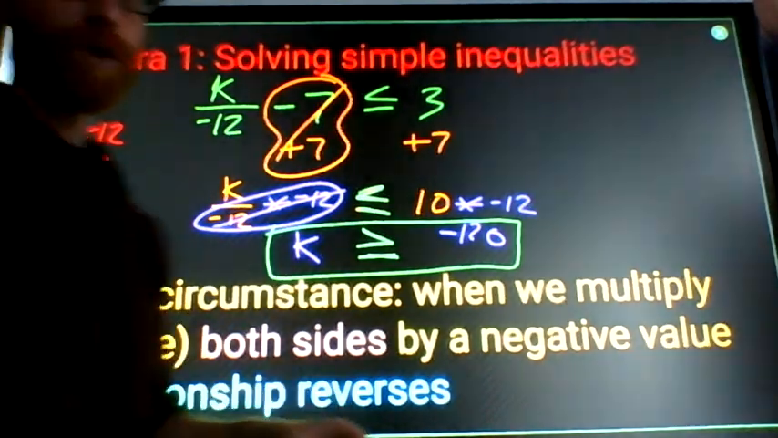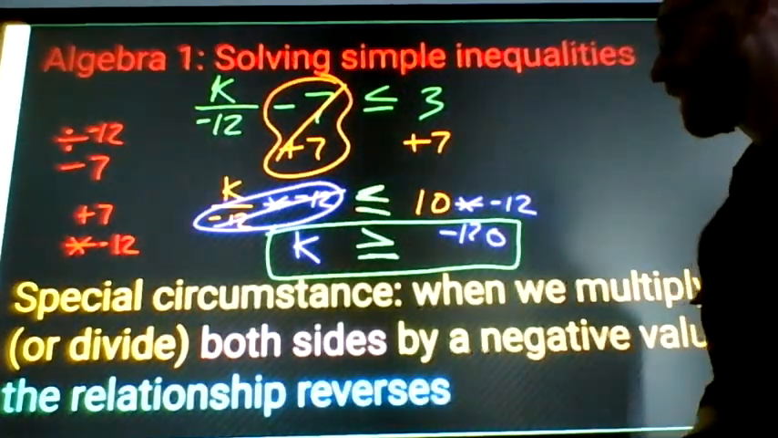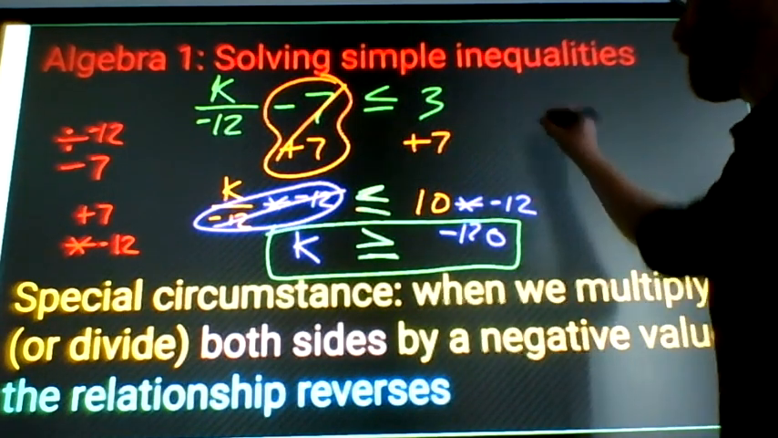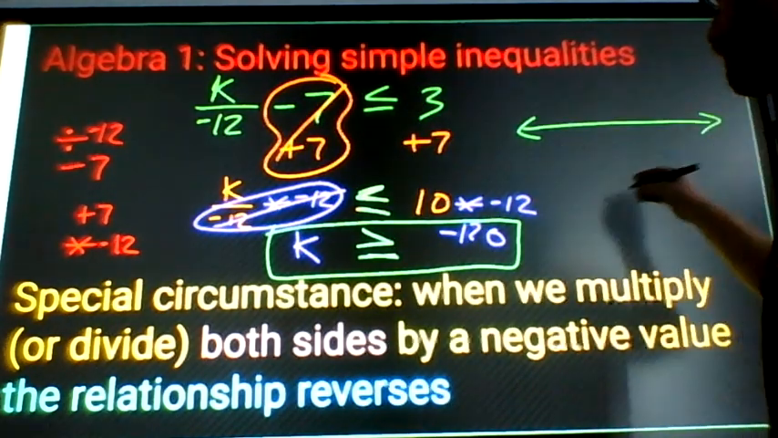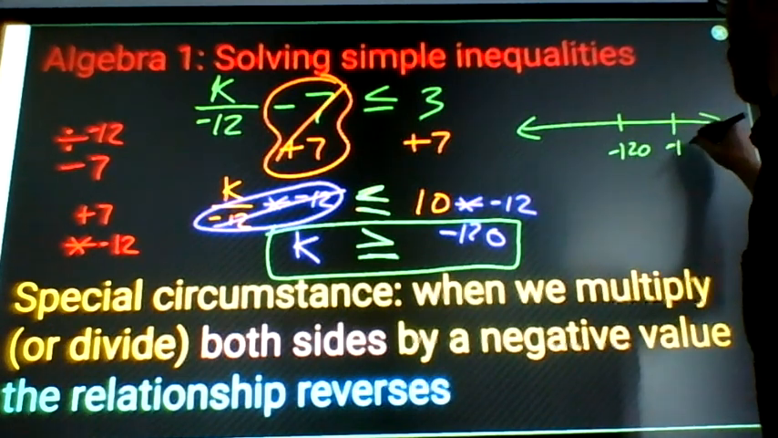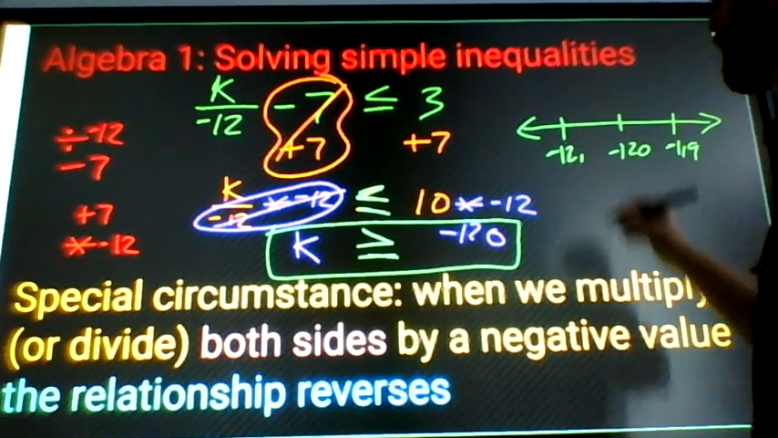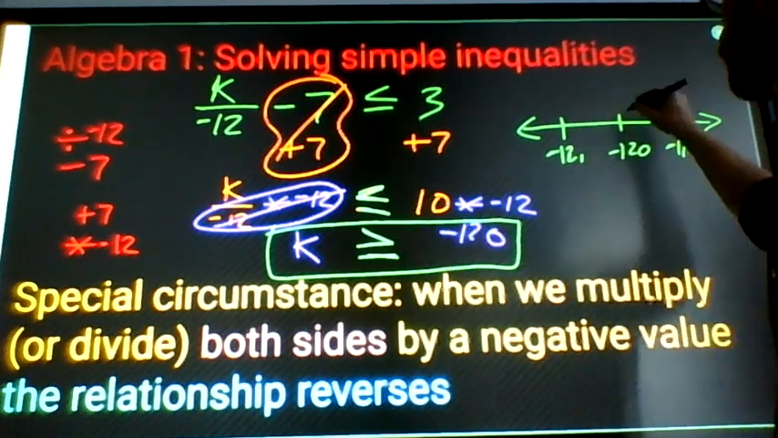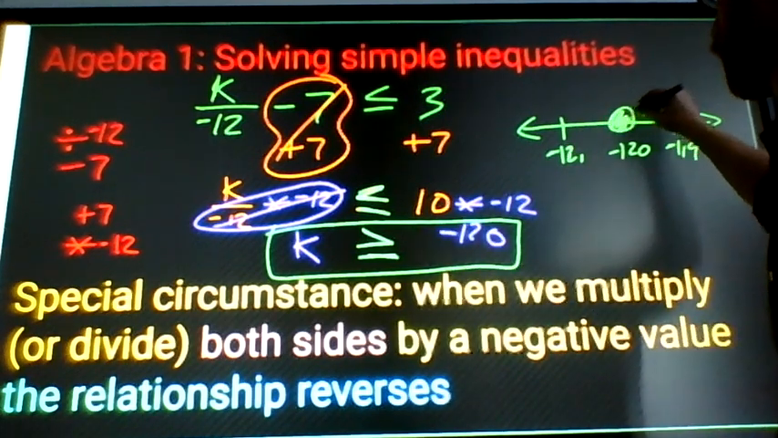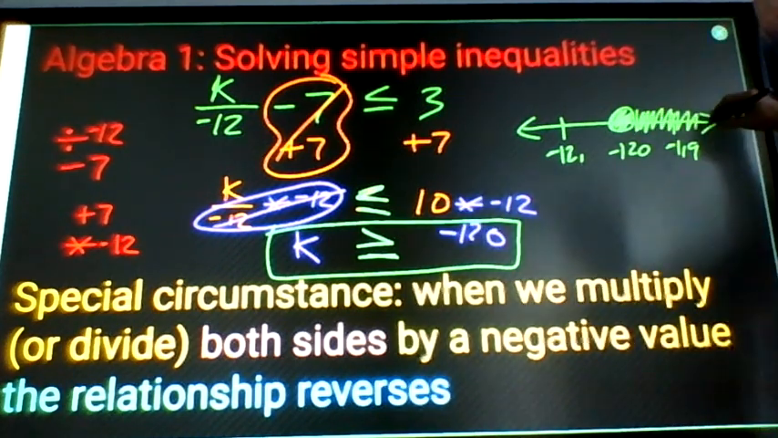All right? When do we do it? Only if we are multiplying or dividing both sides by a negative value. We graph this: negative 120, negative 119, negative 121. k is allowed to equal this, so closed circle, and it's allowed to be bigger, so shade above.